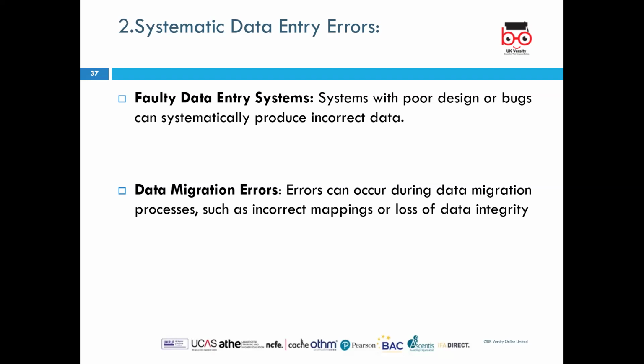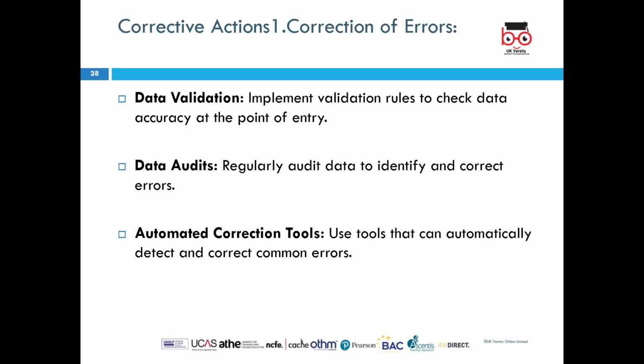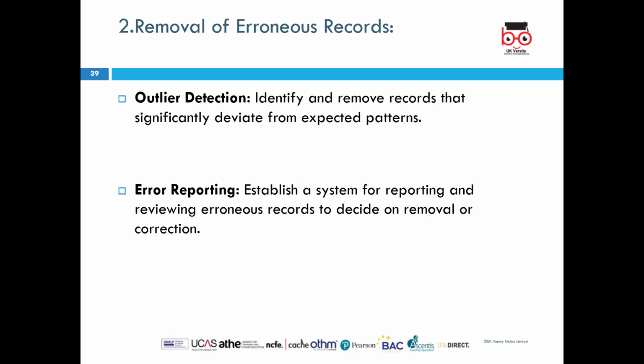Also, we have to take into consideration data migration errors, which can occur during data migration processes. Data validation, where we're simply going to implement validation rules to check our data accuracy. Data audits, where we regularly audit the data, identify and correct errors. Automated correction tools, which use tools that can automatically detect and correct common errors.